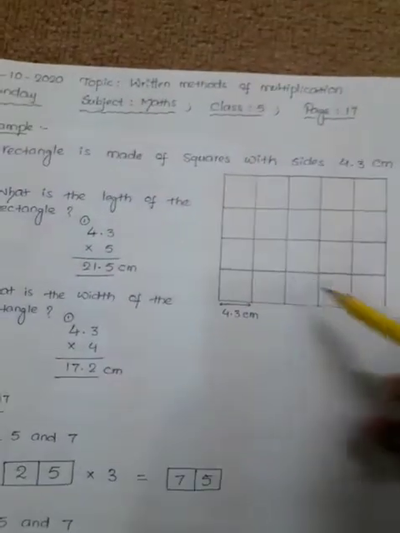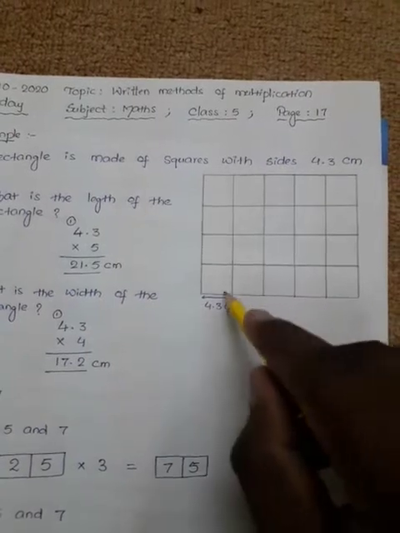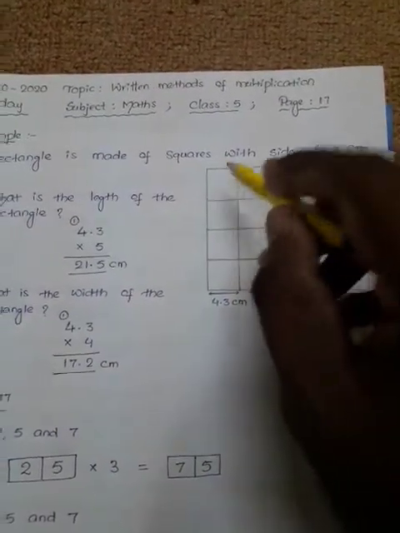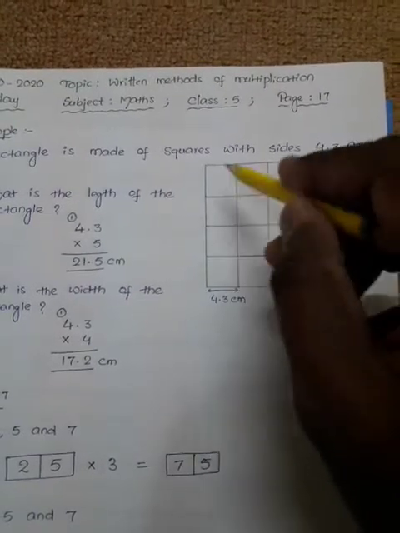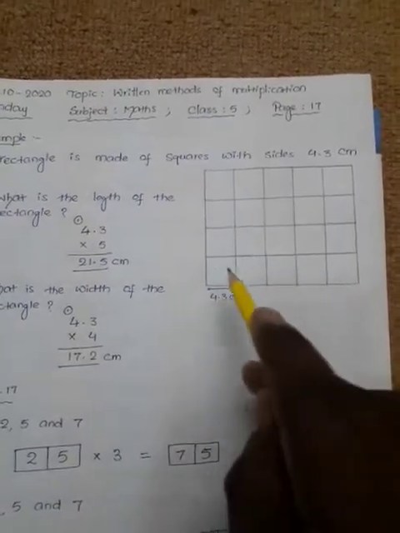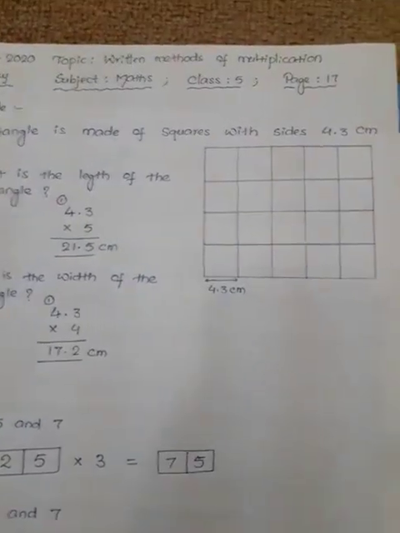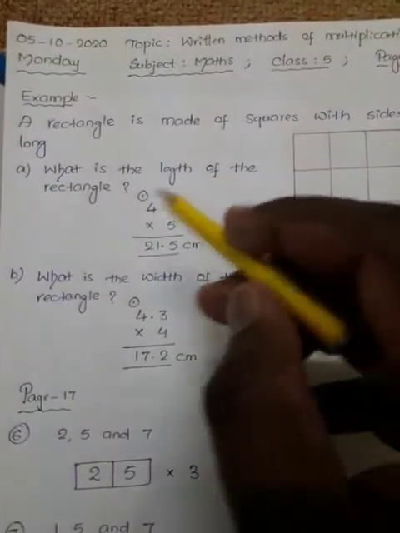If you look at the length this way, it is 1, 2, 3, 4, 5 squares, and if you look this way, 1, 2, 3, 4. So this is the smaller number of squares, and here is the greater number of squares. Whichever has more squares, you can consider as the length. So what is the length of the rectangle?